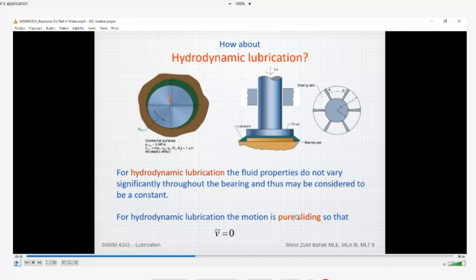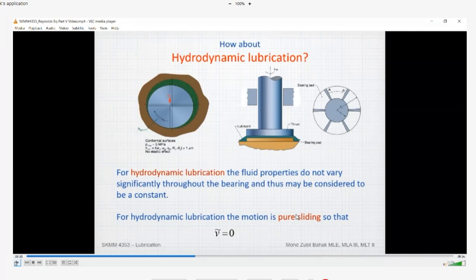Because the film thickness is too thin. When it is too thin, the curvature is not there. So even though we have 360 degrees, every point of that 360 degrees is just like a surface sliding on another surface. That's why we call it pure sliding.